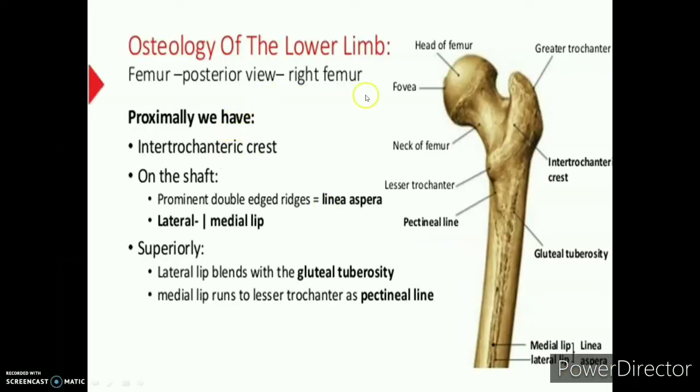This is the posterior view of the femur. It is quite visible. This is the head of the femur. This depressed area is the fovea. This is the neck, which connects the head with the shaft. This is the body part, and this is the greater trochanter. This is the lesser trochanter. Anteriorly you can find a line, and this is the intertrochanteric line because this is a broad area. So this is about the proximal view of the femur.